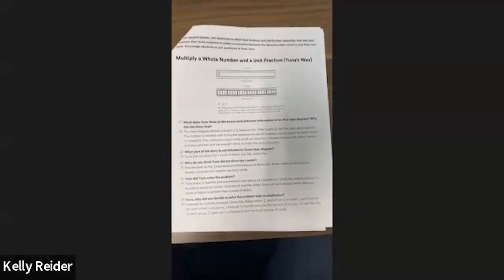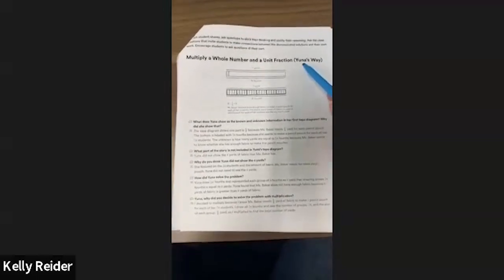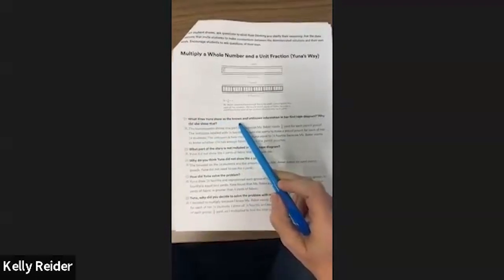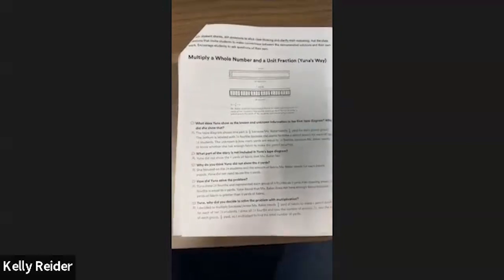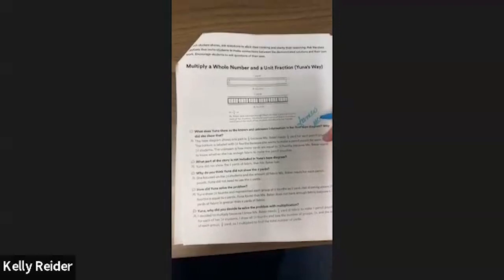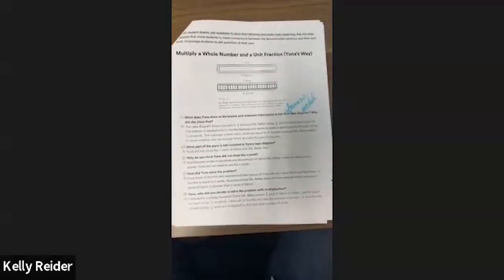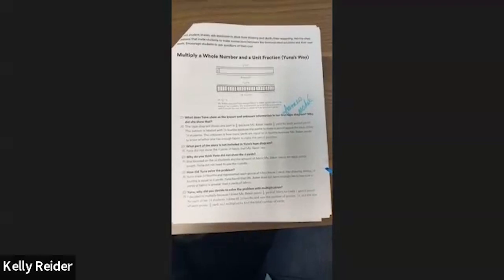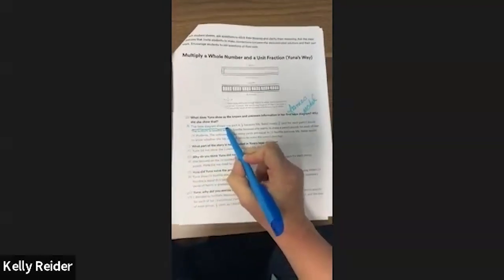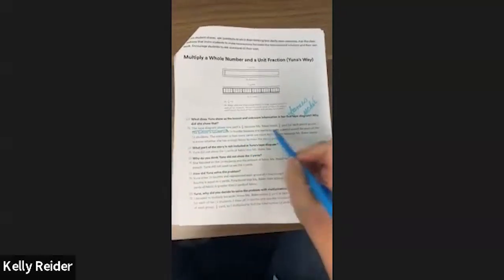Okay, when we start talking about sharing an example, this is Eunice's Way. This is an example of how a pretend student solved. And it says, what does Eunice show as the known and unknown information in her first tape diagram? Again, frames and model. How do I want you to frame your answer? The tape diagram shows, and then figure out what you want in here to be in your frame.